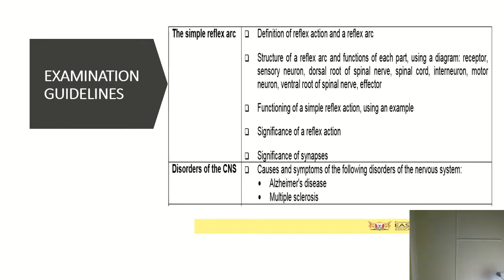Next will be the functioning of a simple reflex action using an example. We will also look at how important a reflex action is, in other words, the significance of a reflex action. The last in this part will be the significance of synapses.